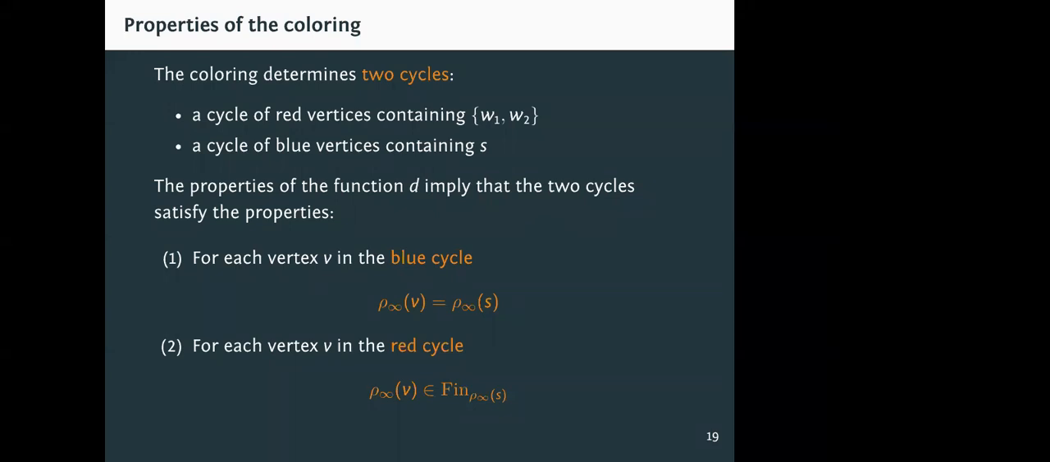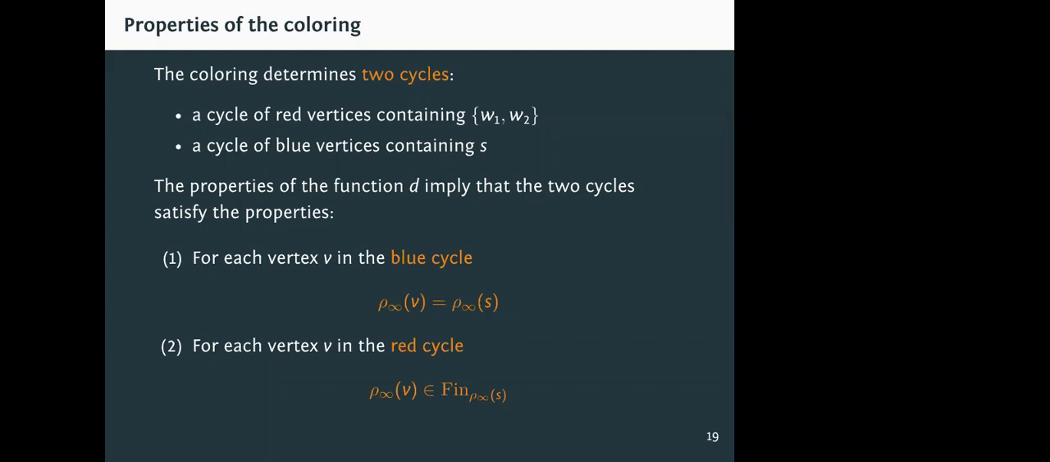Now, the properties of our extended function D allow us to prove that what actually happens for the vertices in the blue cycle is that they are all sent by this strange realization to the same point as rho infinity of S. So all those points are somehow contracted to one point at infinity. But the nice thing about the red vertices is that they are all sent to the set of finite points corresponding to rho infinity of S.